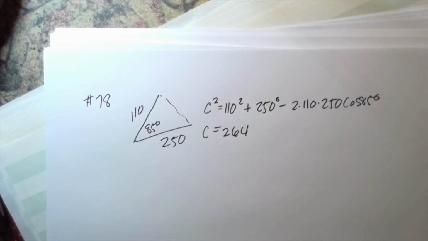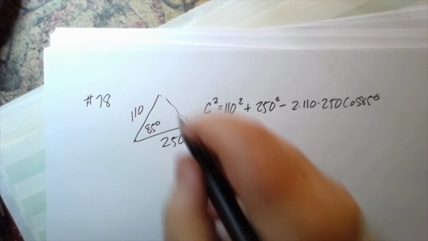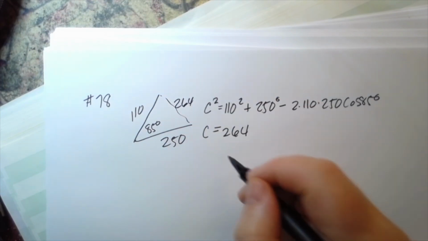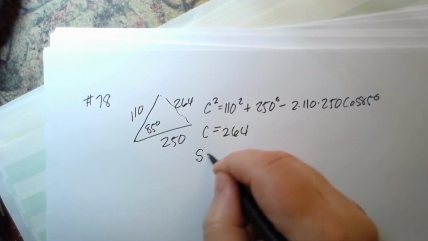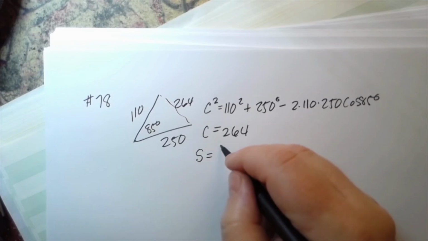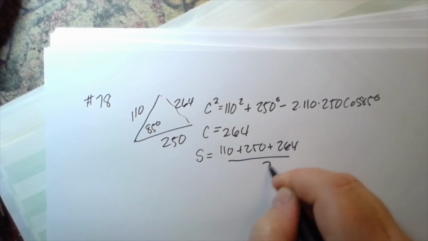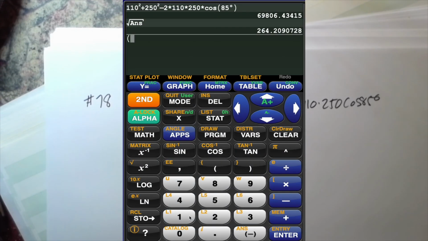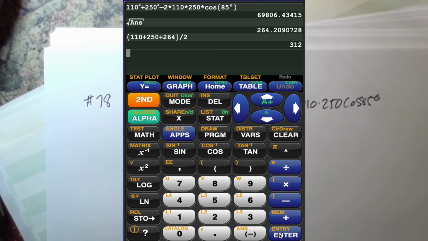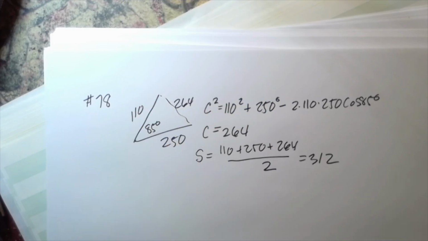Okay, now that I've taken the square root and found the side is 264, now I can use Heron's theorem. So I need to have s. So this is add up the three sides, 110 plus 250 plus 264, and divide them by 2. So let's plug this in with parentheses because I want to make sure that I do the addition first. So I get 312. So now I have 312.